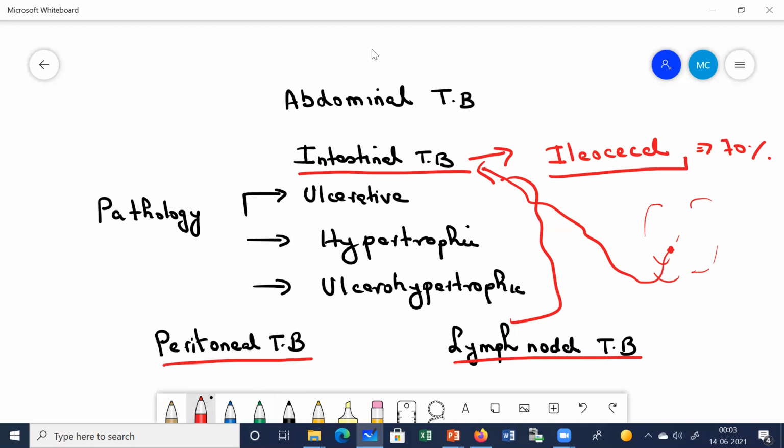Next, let us talk about intestinal tuberculosis. As you can see, I have written down, it is mainly of three types. One is the ulcerative type. From the name you can understand, in these patients you will find multiple superficial ulcers. Then you have the hypertrophic type. Remember, the ulcerative type is the most common, 60%. The hypertrophic type is 10%. Another is the ulcerohypertrophic type, which is a combination of ulcerative and hypertrophic types. I'll show you the pictures here.